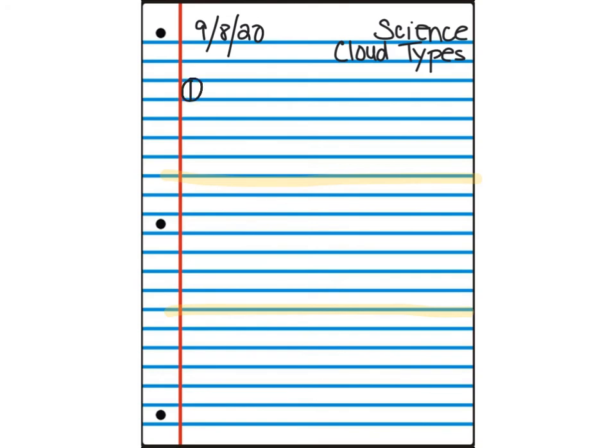So our first one, you can choose whatever cloud type you want in there. Second one, so next to your number, you want to label whatever cloud type it is that you're going to draw, and our third one. And then at the bottom of each box, we're going to put what weather they bring. What is the weather going to be like if that cloud type is in the sky?